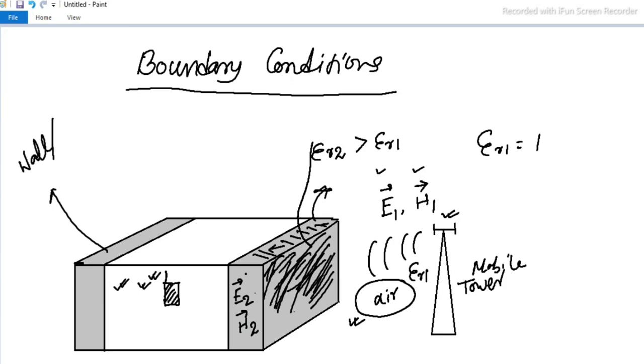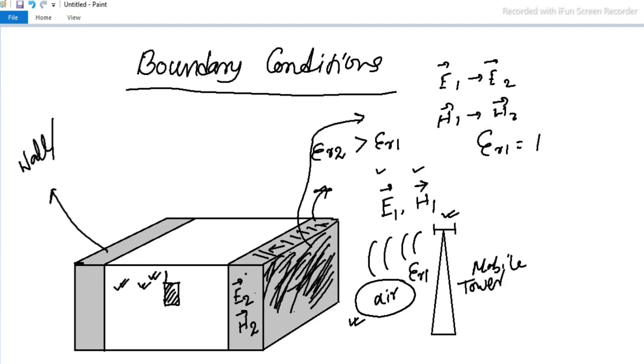So here a certain boundary condition is going to apply, which will give you the information about these changes: how this electric field E1 will change to E2, what the equation will be, and how you will calculate the values. Similarly, how the magnetic field is going to change to H2, and how you are going to find out the value of H2 inside this brick or inside the wall, right?